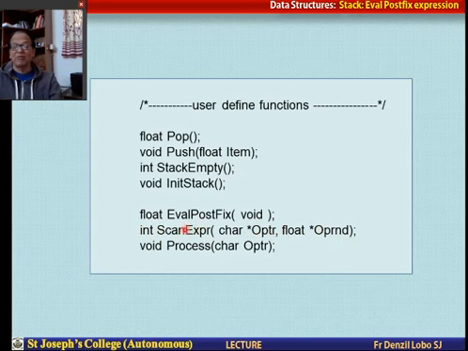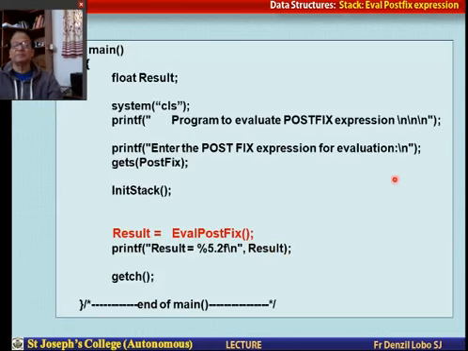Then this is one more function, process. So you pass the operator plus, minus, etc. It will pop 2 numbers and do the operation using that particular operator. We will go through that. So here is the main program. Very simple, just a few lines. This is a float result. This is the title of the program.